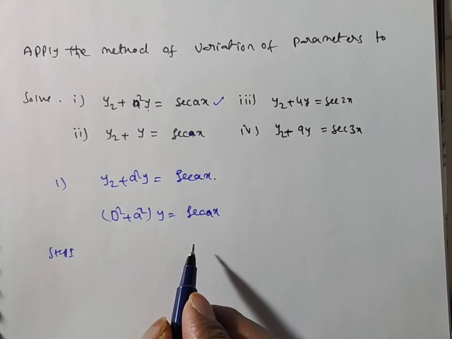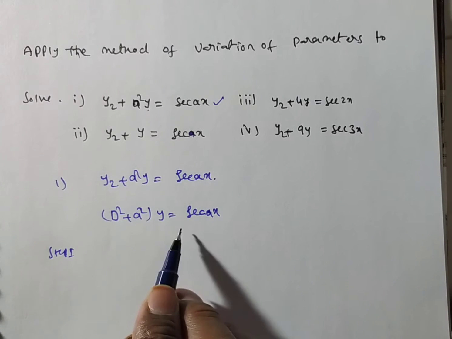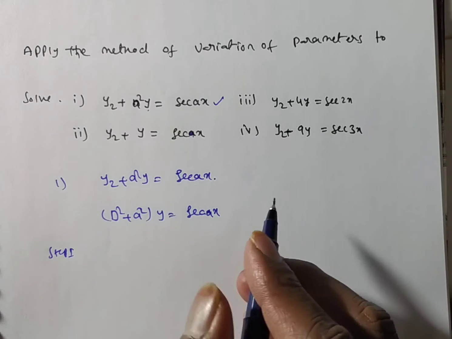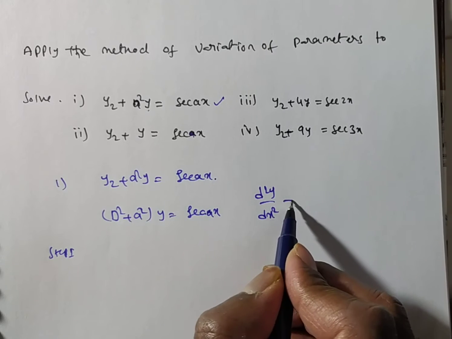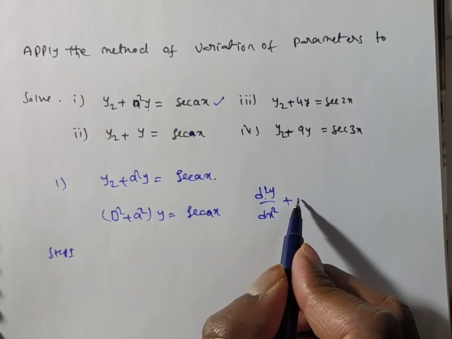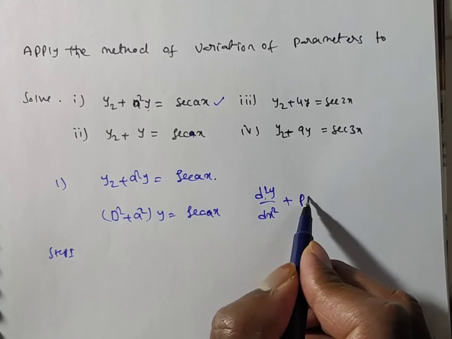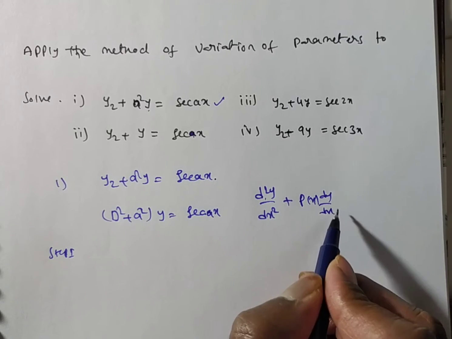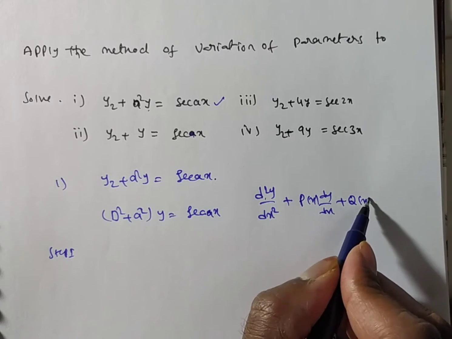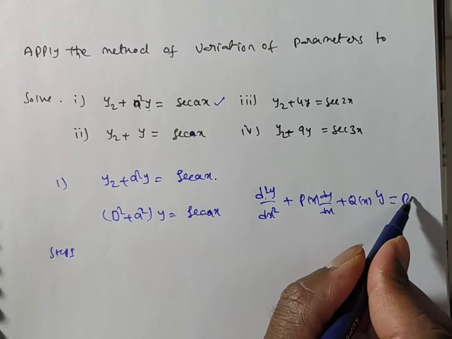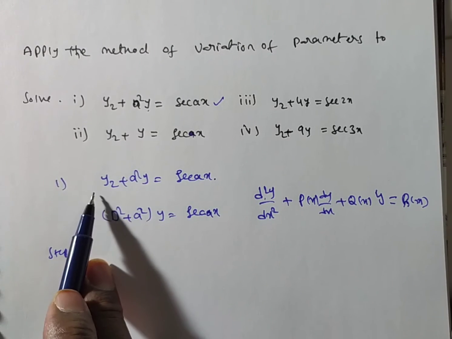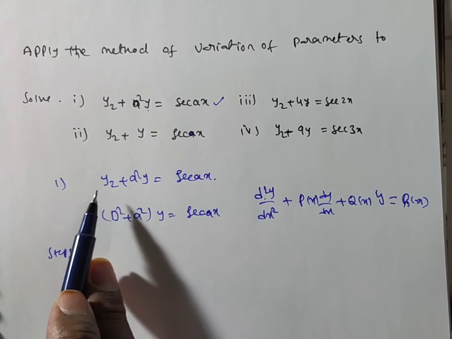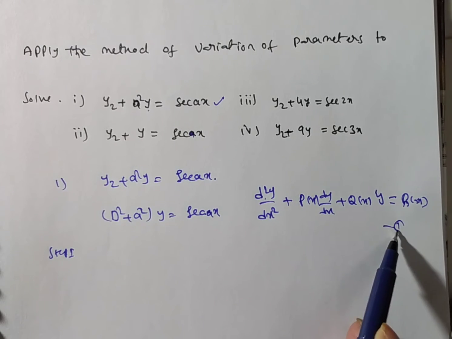To find the complementary function, first we compare what we are doing here, the method of variation of parameters. In this method, the given differential equation is in the form d²y/dx² + p(x) dy/dx + q(x) y = r(x). Here you observe friends, the given differential equation has the coefficient of d²y/dx² equal to 1, so this is in the standard form.